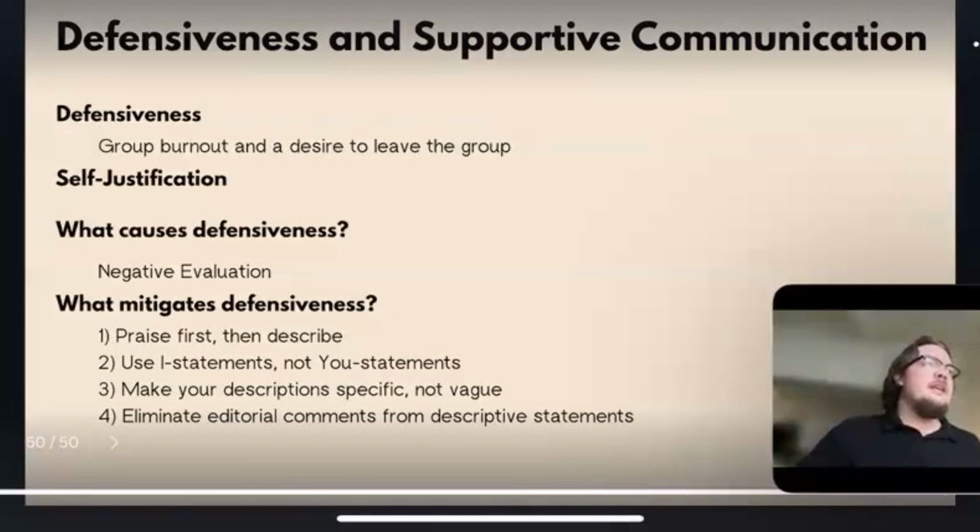And then eliminate editorial comments from descriptive statements. Some I statements are undisguised personal assaults. So, for example, quote, "I feel ashamed when you act like an idiot in front of my colleagues," uses the I statement form without the supportive intent or phrasing. Even an I statement that may appear to be a specific description devoid of judgment sometimes travels into evaluative territory.